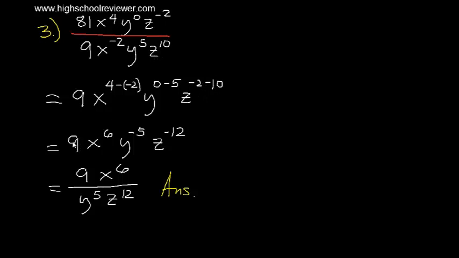So we have here 9 multiplied by x raised to positive 6. 4 minus negative 2 is positive 6. And then we have y, 0 minus 5 is negative 5, multiplied by z raised to negative 12. And then those with negative exponents, we are going to put that on the denominator. 9x raised to 6 all over y raised to positive 5 multiplied by z raised to 12 is our answer for number 3.